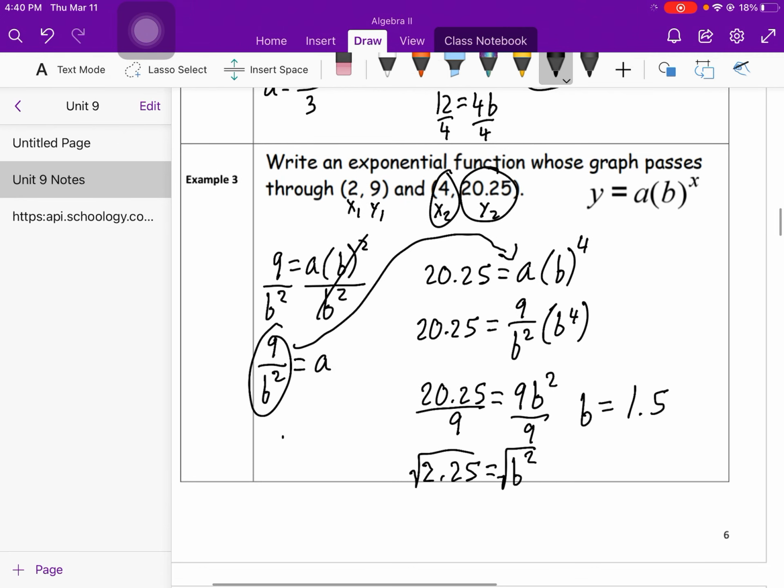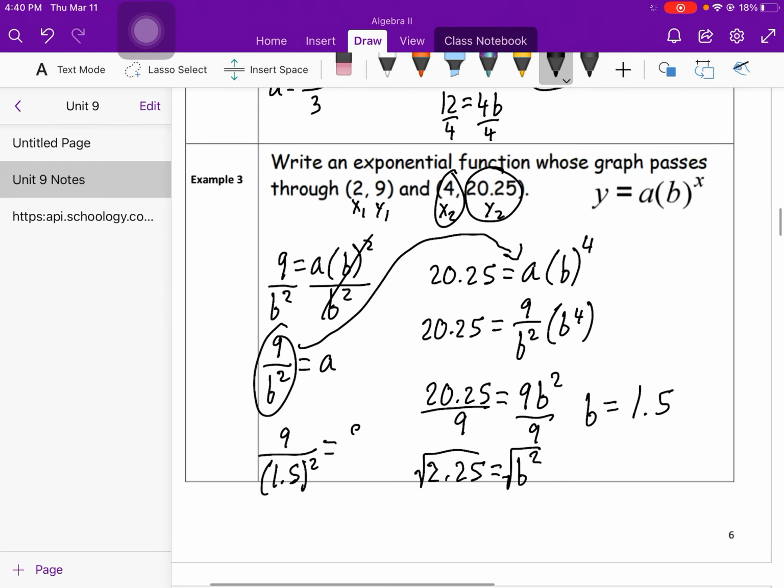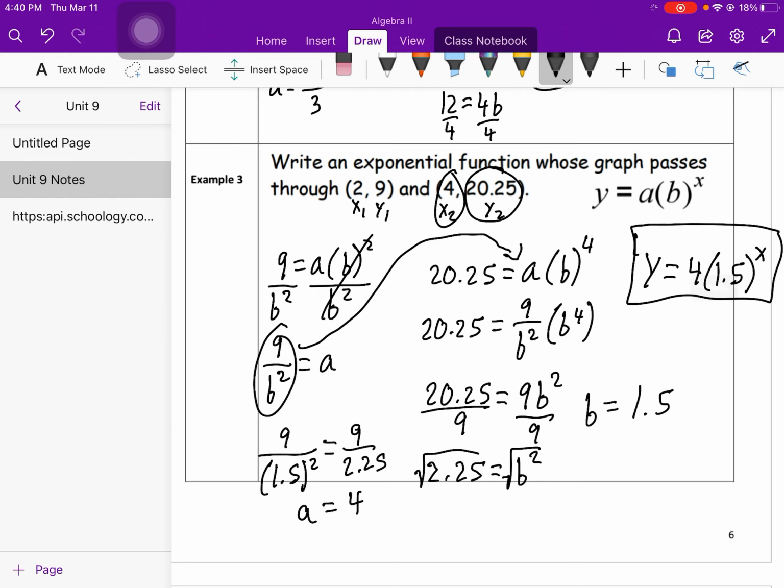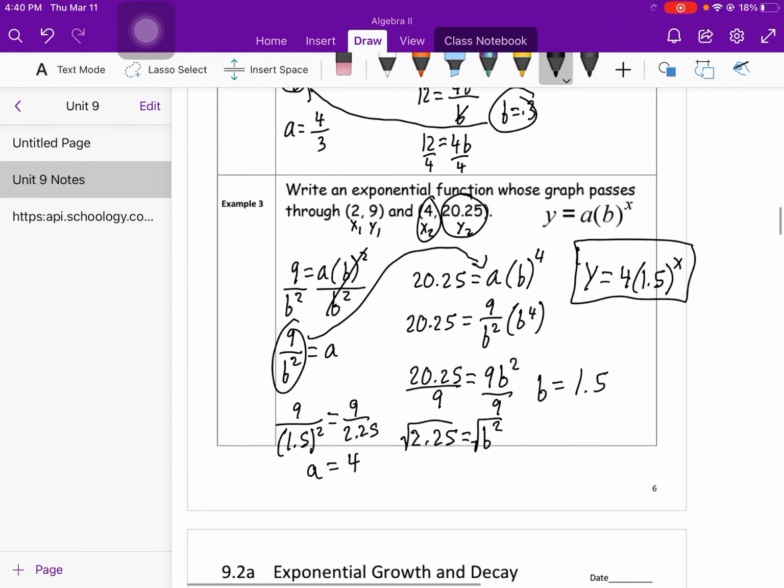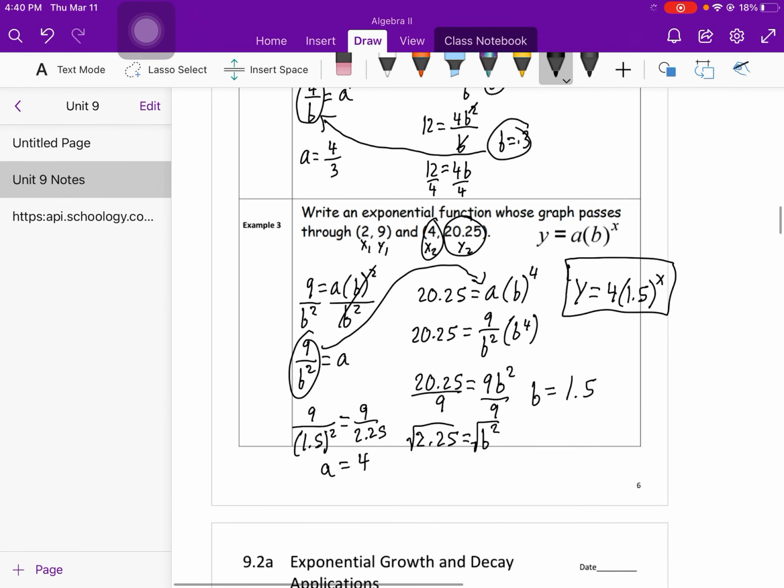Now what I need to do is solve for a. So back over here, I'm going to take 9 divided by 1.5 squared, and I'm going to get 9 over 2.25, and that just equals 4. So a equals 4. Now that I know a and b, I need to write the final equation. Y equals 4 times 1.5 to the x power. You always want to leave it in terms of x and y after you solve for a and b. And that is it for this section.